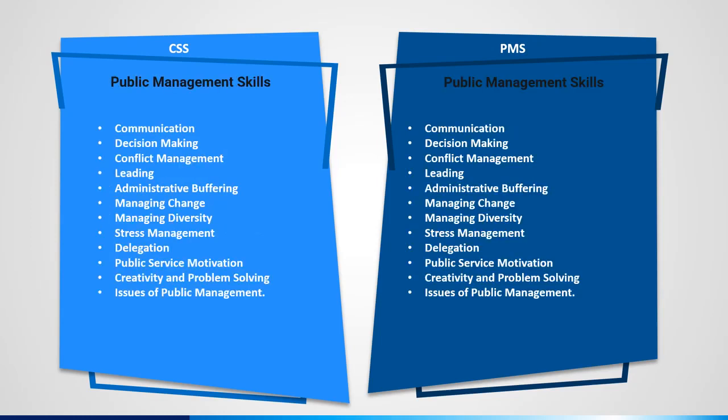The seventh chapter of CSS Public Administration is Public Management Skills. These include communication, decision-making, conflict management, leading, administrative buffering, managing change, managing diversity, stress management, delegation, public service motivation, creativity and problem solving, issues of public management. All these public management skills are very important throughout the whole subject of public administration.